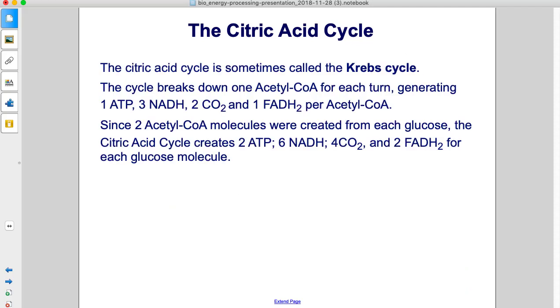Remember that the citric acid cycle is sometimes called the Krebs cycle. The cycle breaks down 1 acetyl coenzyme A for each turn, generating 1 ATP, 3 NADH, 2 CO2, and 1 FADH2 per acetyl coenzyme A. Since 2 acetyl coenzyme A molecules were created from each glucose, the citric acid cycle produces 2 ATP, 6 NADH, 4 CO2, and 2 FADH2 for each glucose molecule.